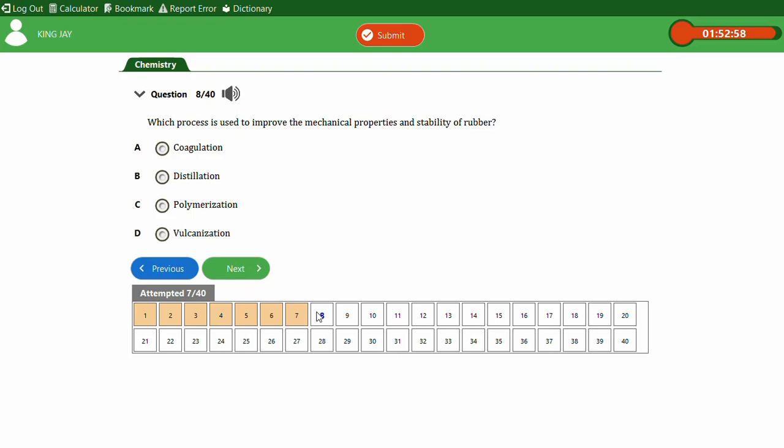So let's continue. Which process is used to improve the mechanical properties and stability of rubber?